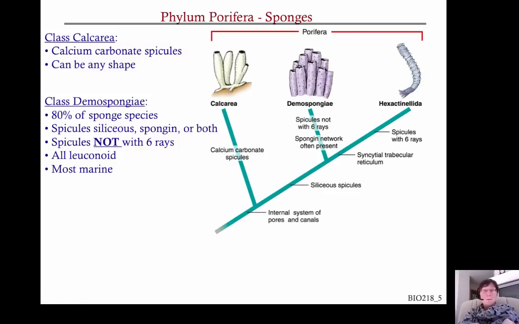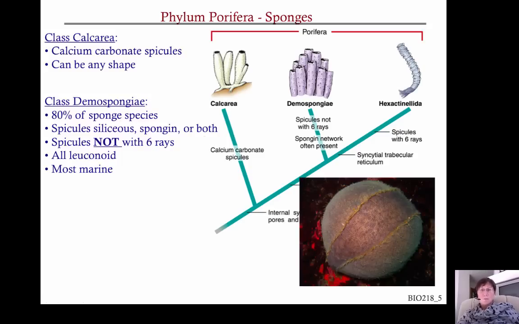So I've known people to pick up sponges on the beach and say, oh, look, and then they scratch it on themselves, and it's like they've just slit themselves open with little pieces of silica. The spicules in this case do not have 6 rays, and I'll show you a 6-rayed one in just a moment. These are mostly marine. And here's an example of a demosponge in the ocean.